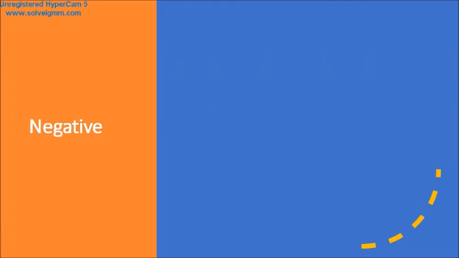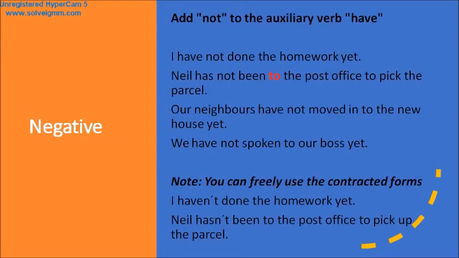The negative form is actually the same as the affirmative form. You only add not to the form of the auxiliary verb have. The following sentences show us the negative form of present perfect tense. I have not done the homework yet. Neil has not been to the post office to pick up the parcel. Our neighbors have not moved into the new house yet. We have not spoken to our boss yet.